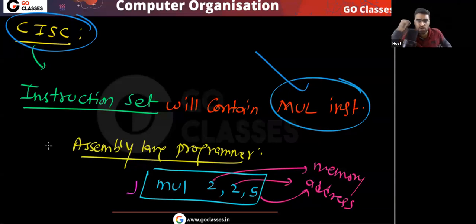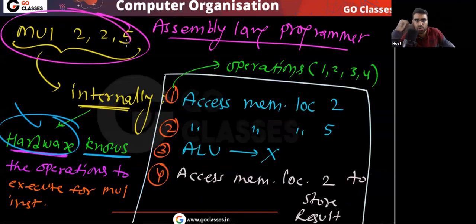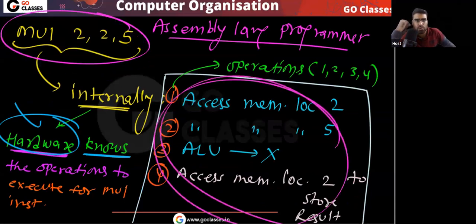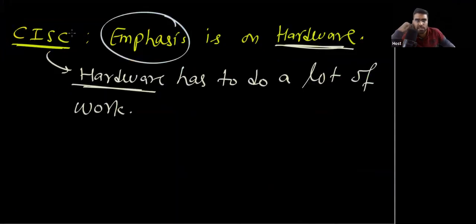Now the hardware has to understand what this is. The hardware has to understand what operations to perform to execute this instruction. If you want to execute this instruction, then internally, what are the operations that you have to execute? That should be known to the hardware. That is the reason I am saying that in the CISC, emphasis is on the hardware. Hardware has to do a lot of work. Is this understood?